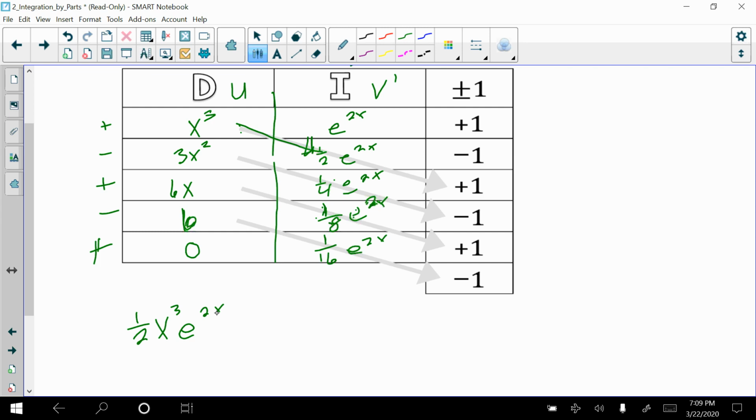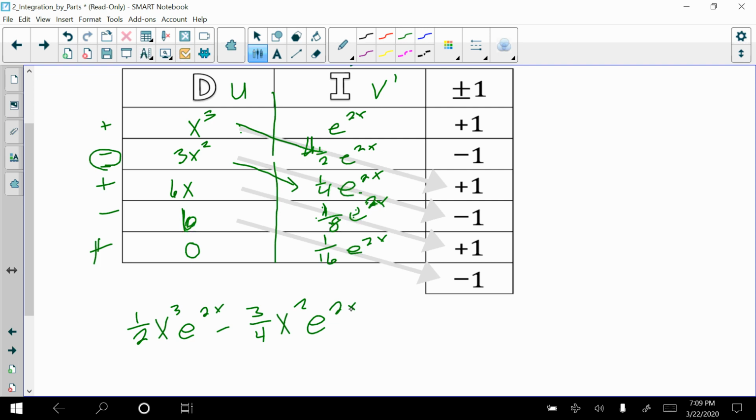And now we go to the next one. So starting off with this negative sign that we are looking at here, that's going to be like saying -1 times 3x squared times 1/4 e to the 2x power. So we multiply those things together. So -3 and the 1/4 will give me a -3/4 x squared times e to the 2x power.